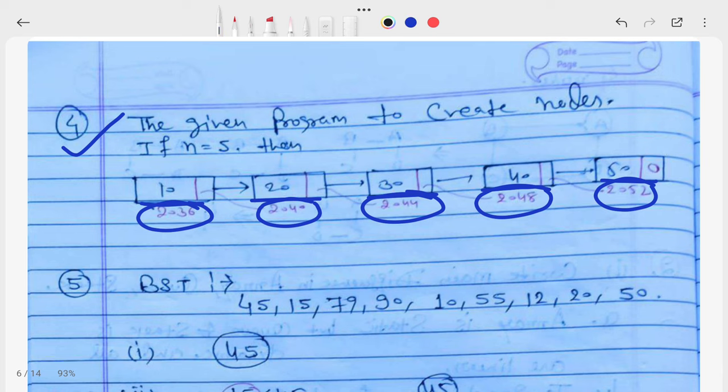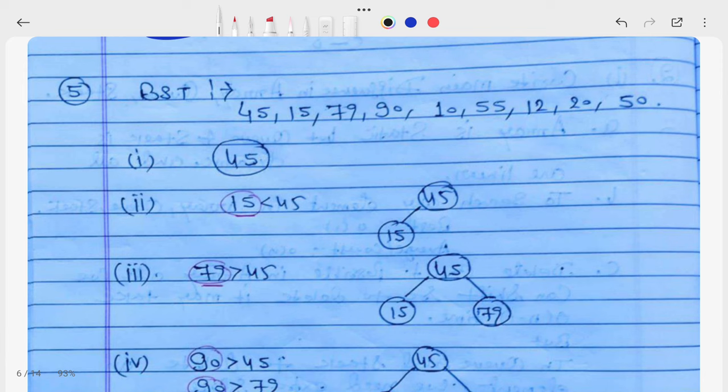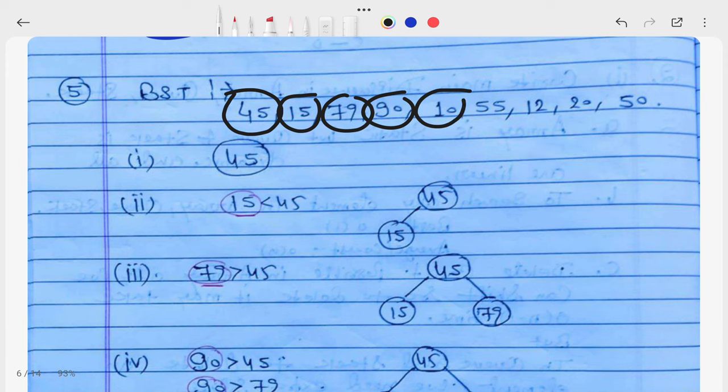Now next we are asking about the BST. We have given some data. The first one is 45, then 15, then 79, then 90, then 10, then 55, then 12, then 20, then 50. Now we are asking you, please create the binary search tree.